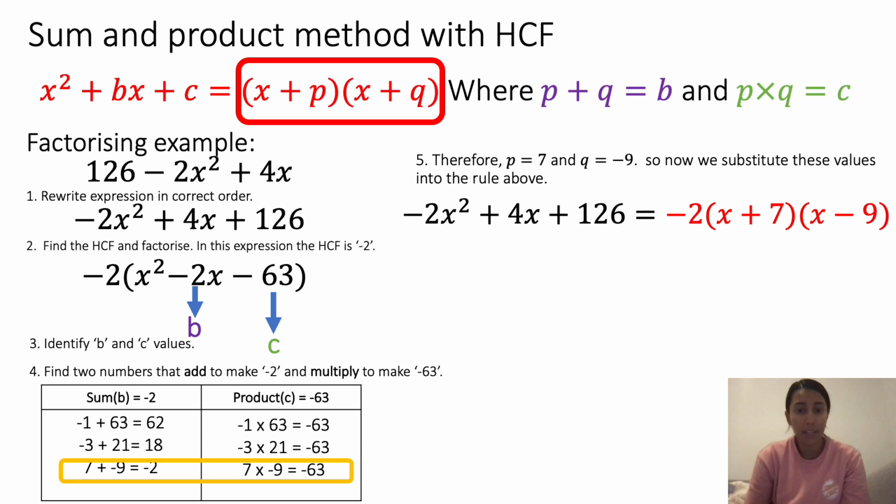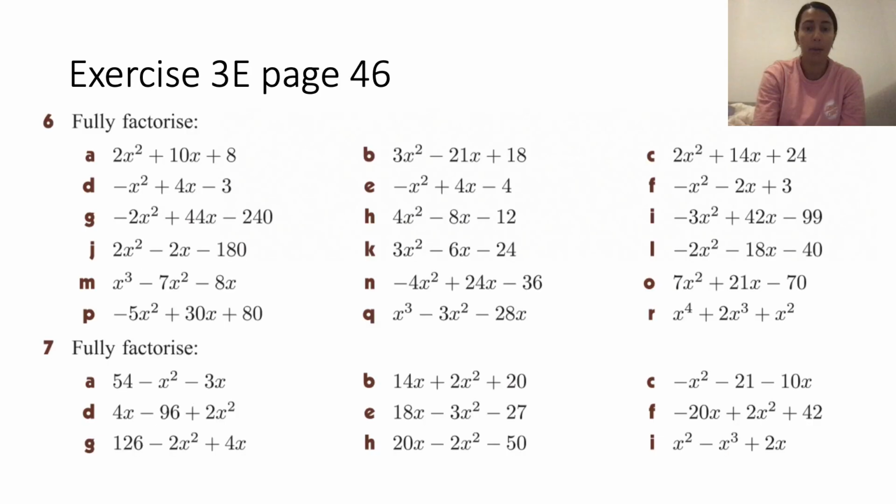So hopefully those two examples help. I would like you in this single lesson to do all of these questions, or as many as possible. If you get stuck on any, just let me know which question it is. For example, if you get stuck on 6K, just flick me an email and say, I'm stuck on exercise 3E, 6K, and I'll send you back an example. All right, let me know how you go at the end of the lesson.